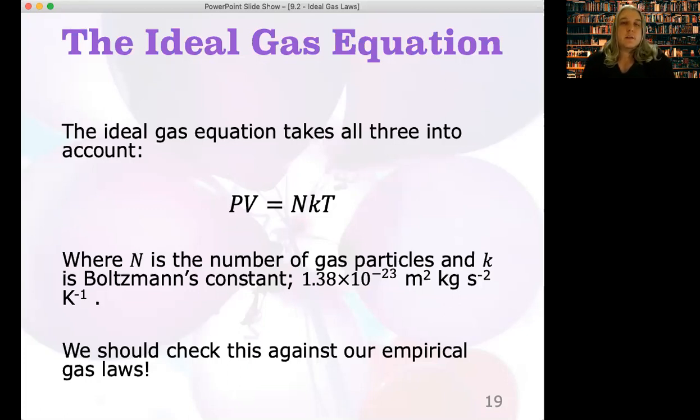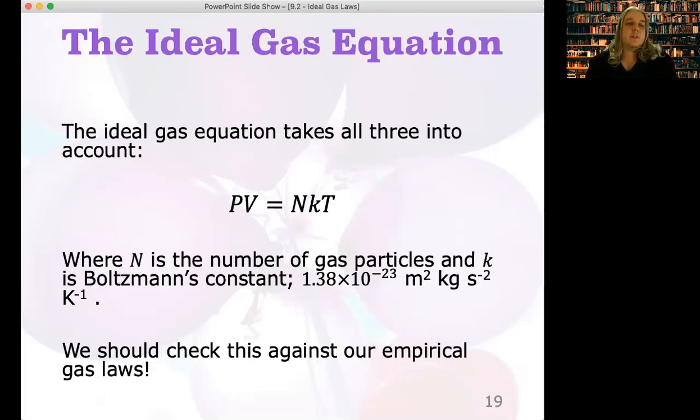We should check this against those three laws. We already saw those three empirical laws, and we know that they're all true. We saw them work, well, we thought about them, but you could go and see them work. And so we have to make sure that this ideal gas equation, if we're claiming it works for everything, still has to hold up those three: Charles's law, Gay-Lussac's law, and Boyle's law. It still has to work for them. So let's just think about them.